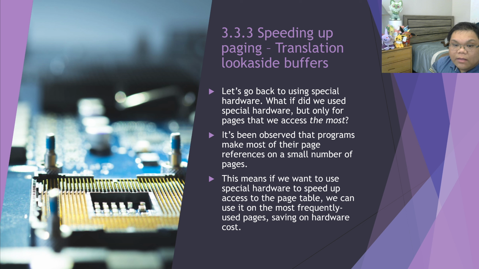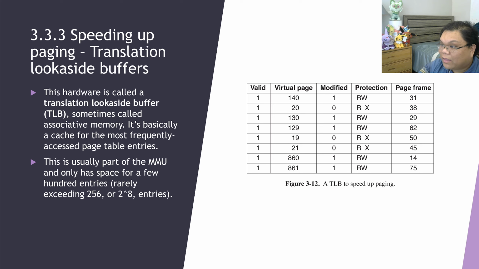If we want to speed up paging, all you gotta do is use it only on the most frequently used pages. This saves on hardware cost. This hardware is called a translation look-aside buffer. It's basically a cache for the most frequently accessed page table entries. There's only room for about a few hundred page table entries in here. Rarely does it ever exceed 256 entries, but that's okay.